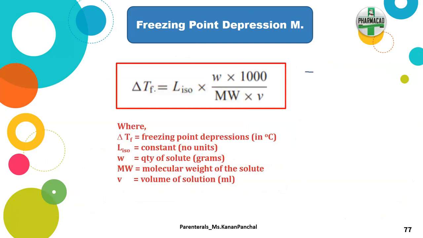Okay, your depression in freezing point in degree Celsius is nothing but the constant. Okay, this is one way of calculating. L iso is a constant. W is the quantity of your solute. This is the molecular weight of your solute. And V is the volume of the entire solution. That is how you will calculate the depression in freezing point if you are not given. Depression in freezing point ke numericals, I think we've solved in the colligative thing. Right? So that is the thing. Ye jo L iso, matlab jo hum KF lagate the na, KF ya KB lagate the na, that is this constant.